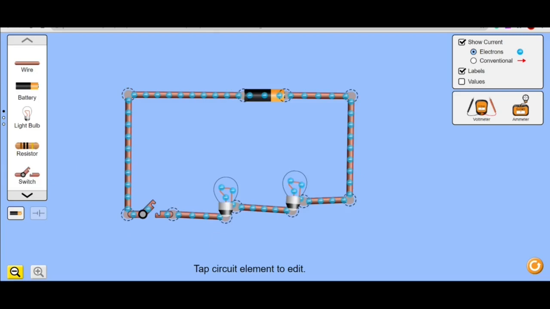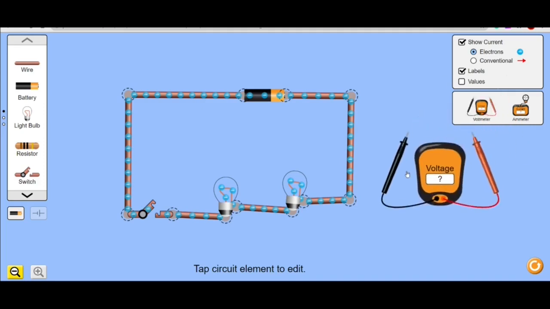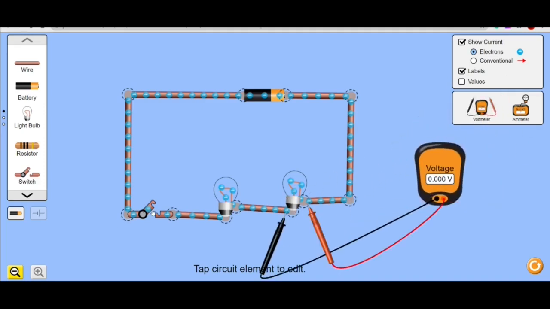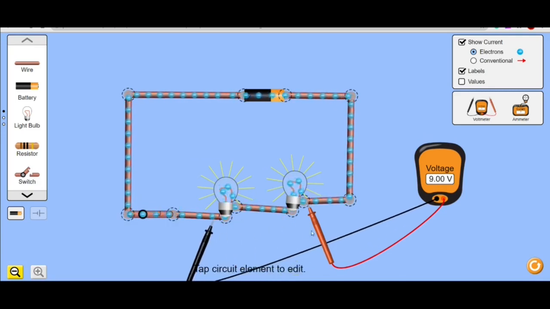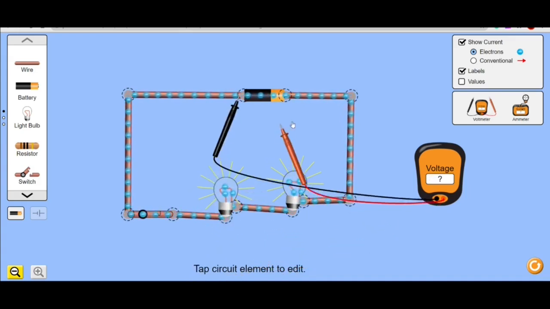Now let's check the voltage across the bulbs, and as you can see, this switch is open. Let's close it. You can see that the voltage across the bulb is 4.50 volt. Let's check the voltage across this bulb. You will notice that the voltage is the same, 4.50 volt. Across the battery, the voltage is 9 volt.